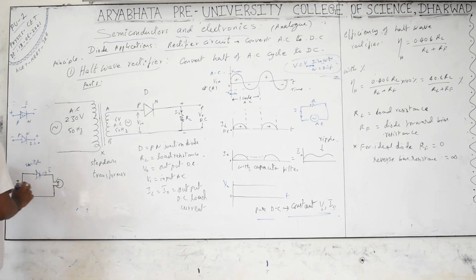And if the diode is reversed, or the polarity of the battery is reversed, P connected to minus and N connected to plus, you have taken a reverse connection.